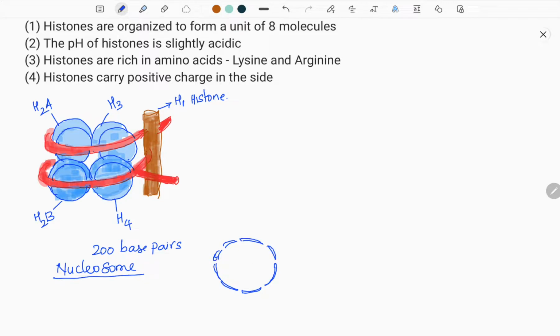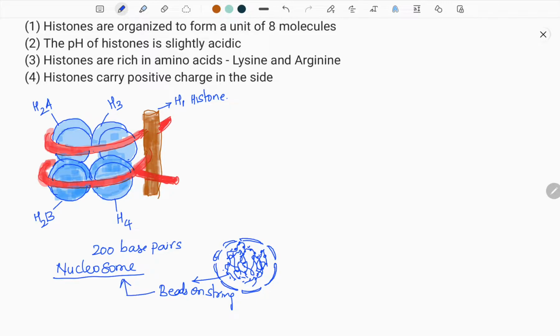So inside this nuclear membrane we find the chromatin reticulum. This is chromatin reticulum. On this chromatin reticulum we have small bead-like structures. The small bead-like structures are called nucleosomes. So they are called beads on string. So these beads on string are nothing but the nucleosomes.